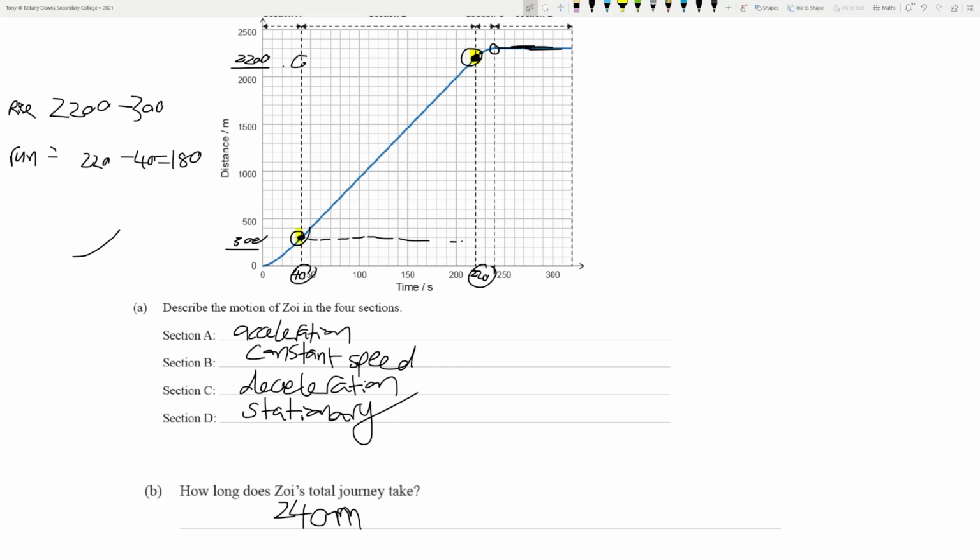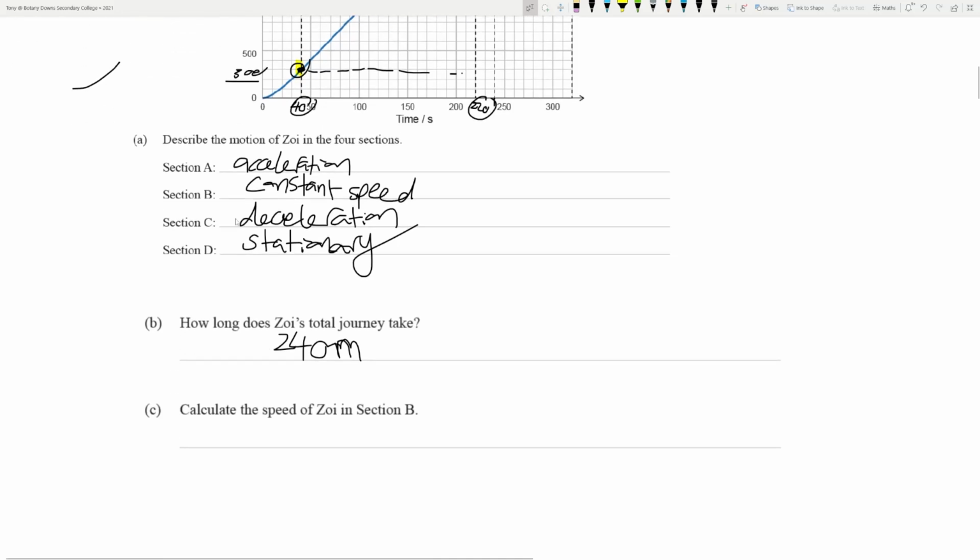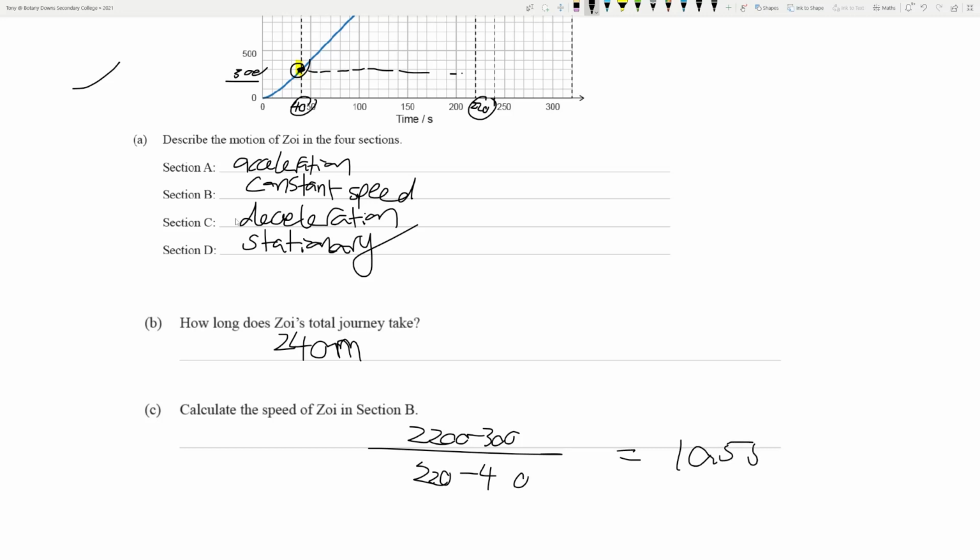All right, so let's have a look. This is going to be 2200 minus 300, divided by 220 minus 40, and that's going to give us 10.55. Make sure you put the unit down, which is meters per second.